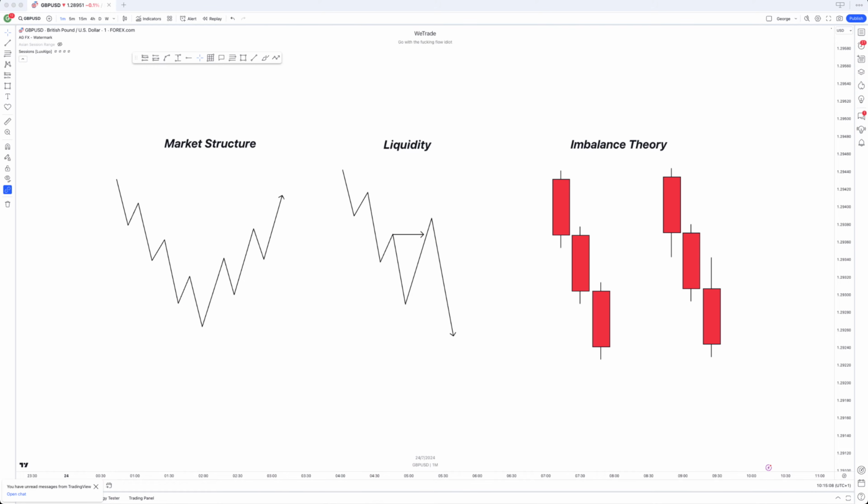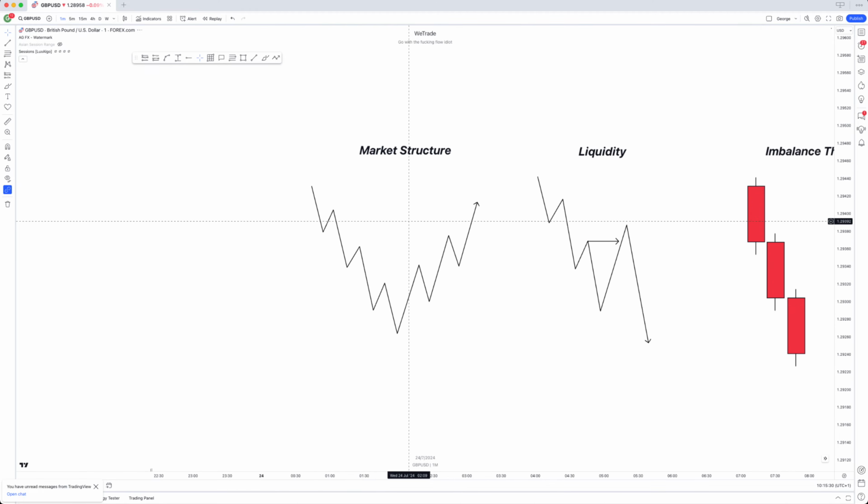Okay, so let me just share my screen and we'll go over them. So these 3 concepts here, you've probably heard of them already: market structure, liquidity, and imbalance theory. We'll go through these one by one, and I'll explain exactly why you need them, what they're for, and why they're important. So let's firstly start on market structure.